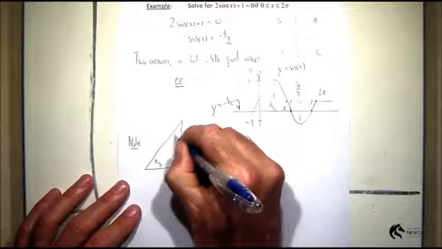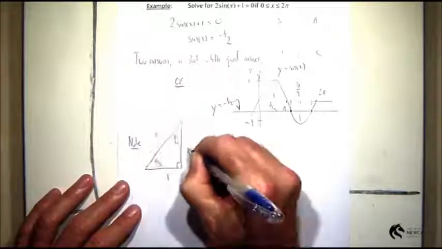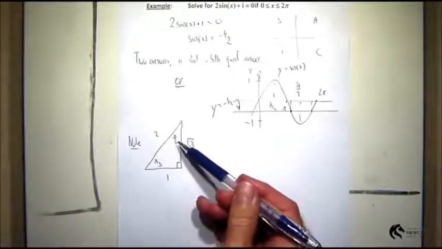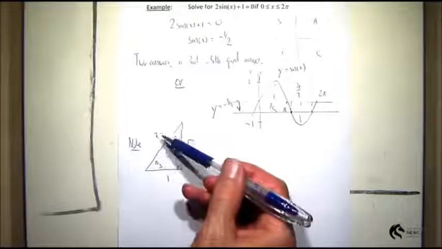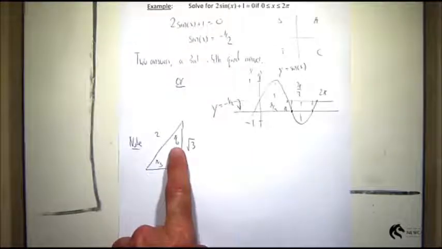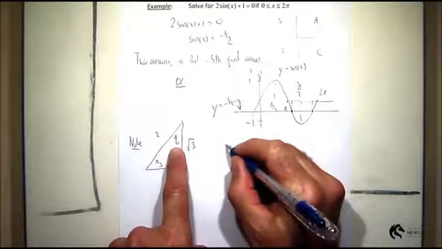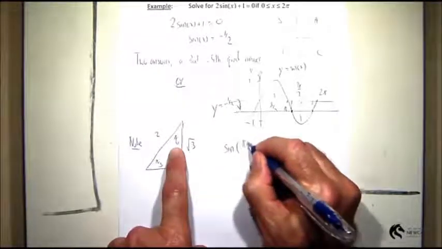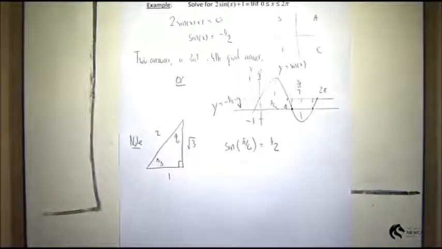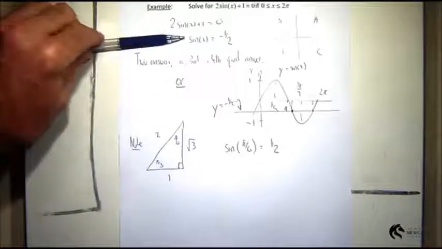Pi on 3, pi on 6, 1, 2, root 3. And I can see that the sine of pi on 6 is a half. Pi on 6, of course, is a first quadrant answer. So note, sine of pi on 6 is equal to plus a half. So now I've got enough information in which to solve this.